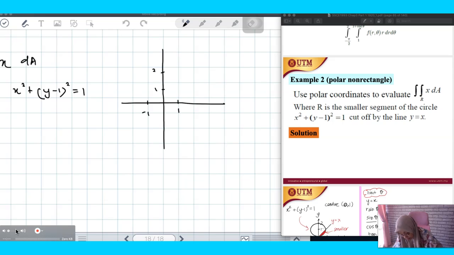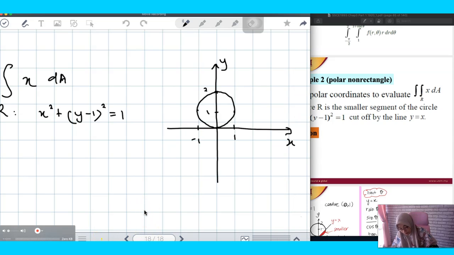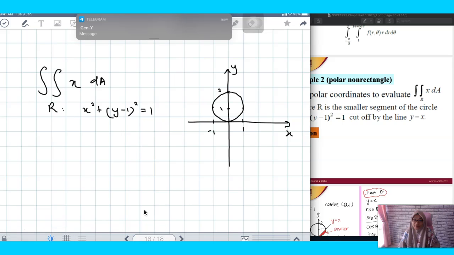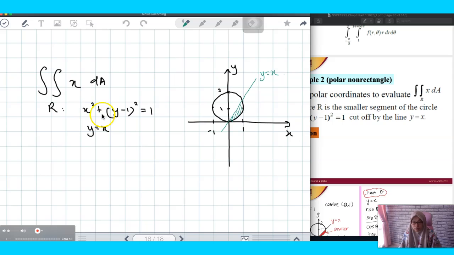The circle is on the y-axis. So in this case you have part of a circle and the line y equals x. Let's say the line passes through 1, so obviously that is our region: part of the circle with radius 1 centered at (0, 1), and also bounded by y equals x.